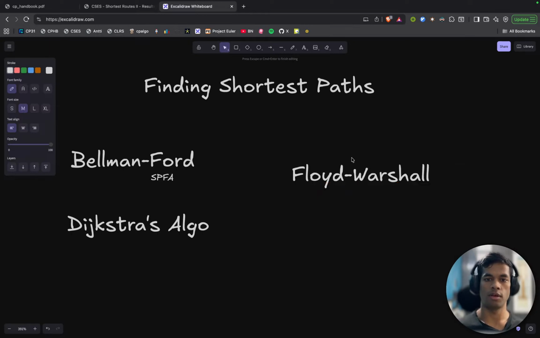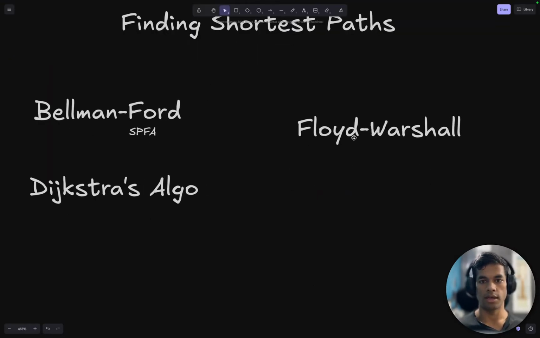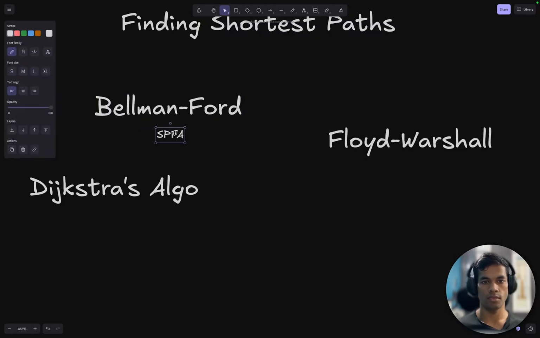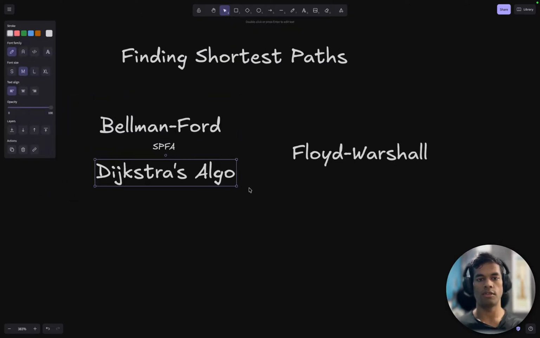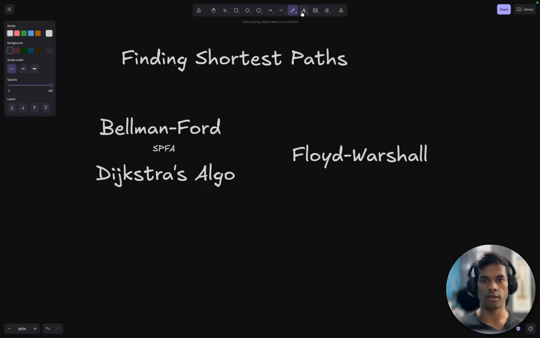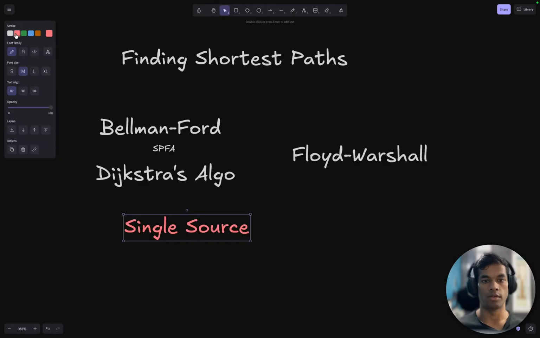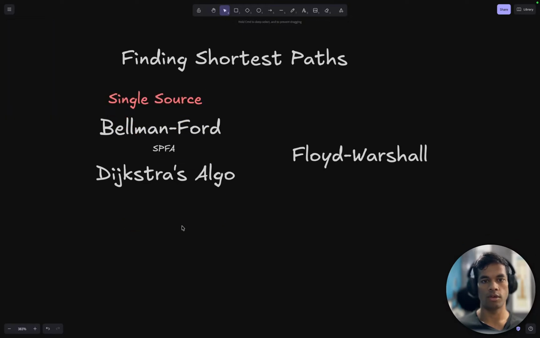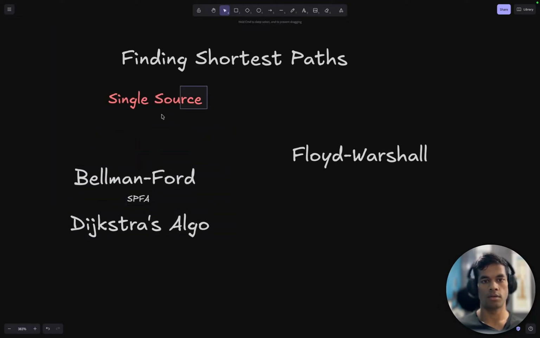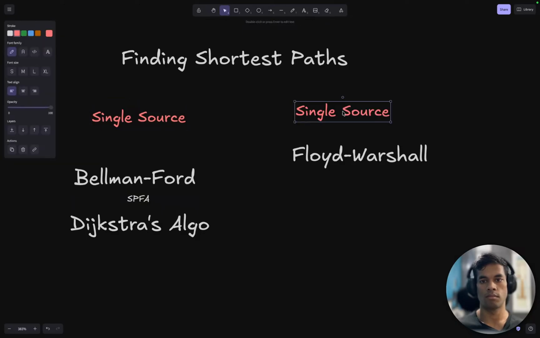to find the shortest paths, and they have their nuances. That is, in case of these two, the distance that we get is only for a single source. These two only work for a single source, but this one, Floyd-Warshall, works for all pairs, and that is very nice about it.